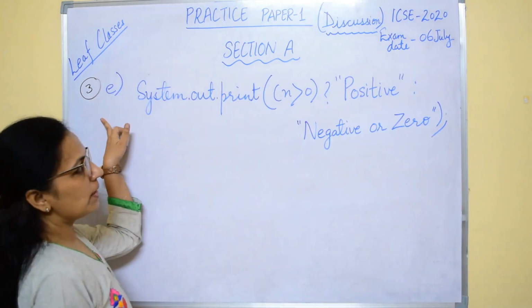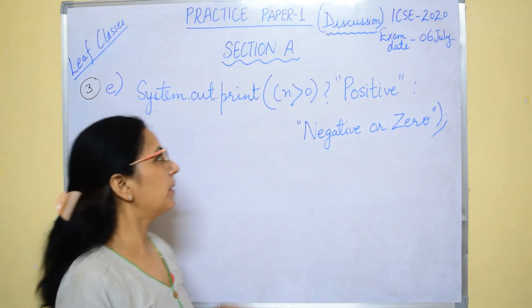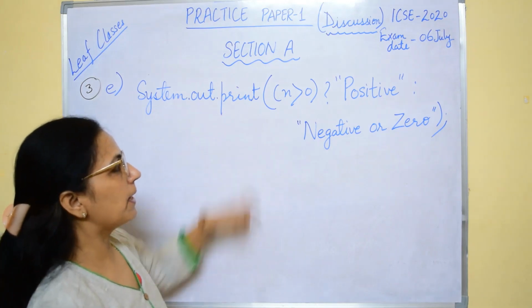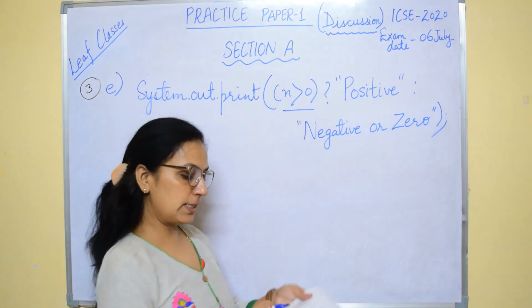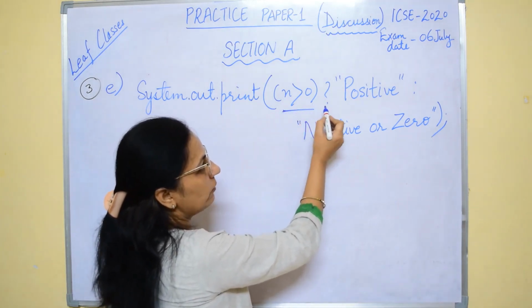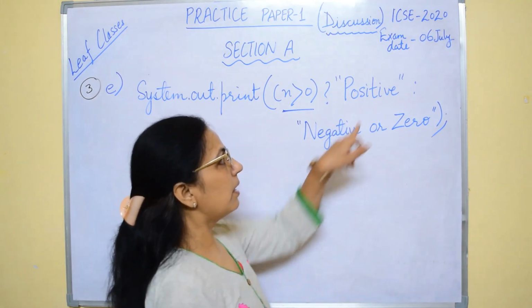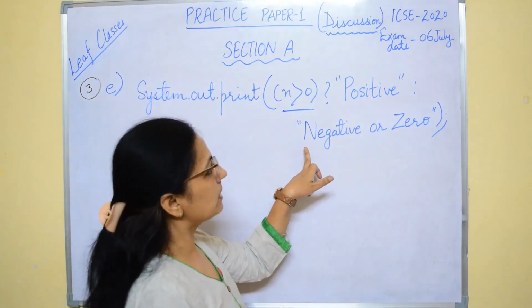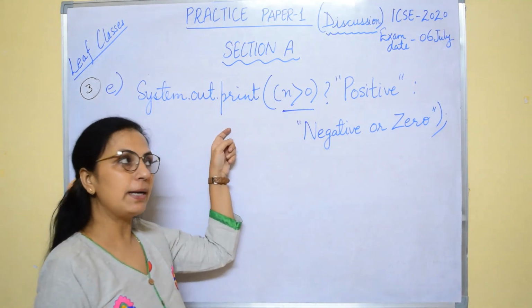E part of question number 3, you have to convert if else into the ternary operator. So the print statement: System.out.print, then within brackets the condition which is given with if, n greater than 0. So first the condition will be there, question mark, the true statement will be here which says positive, and the else statement is negative or 0. So this we are printing using the print statement.